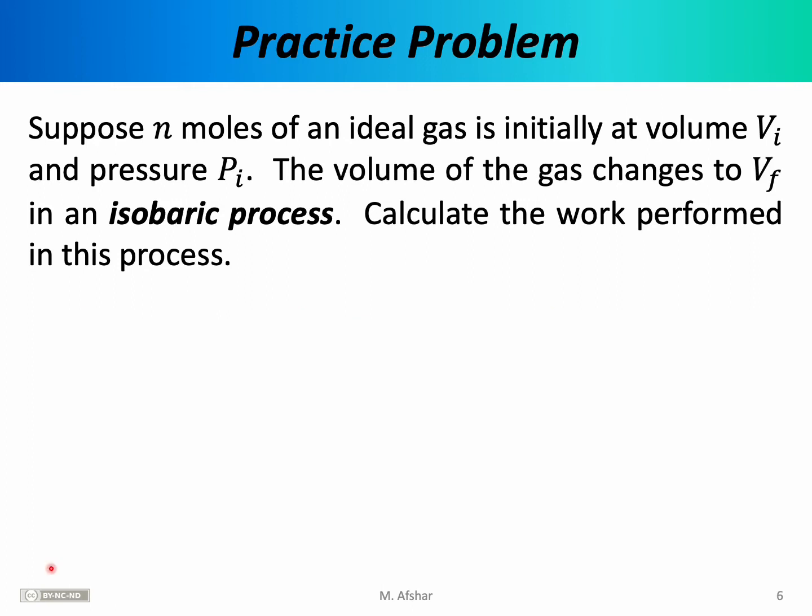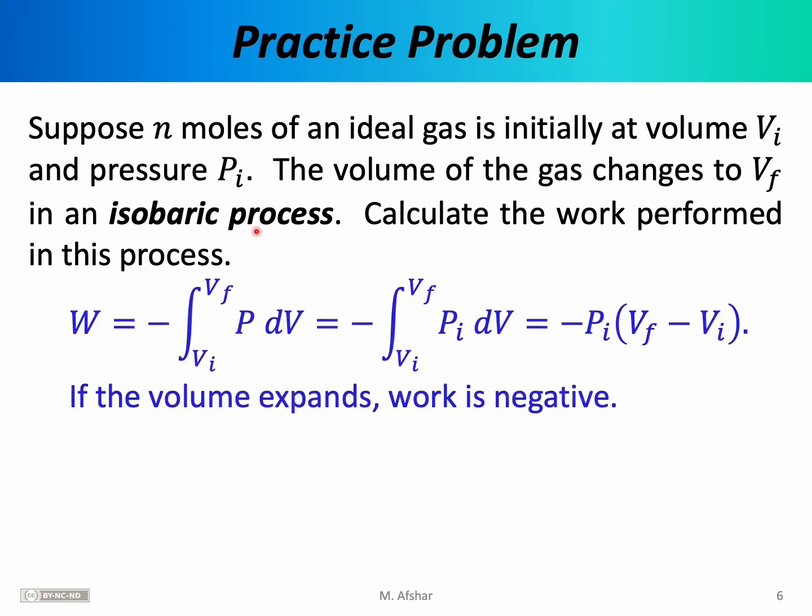Next, let's calculate the work that's done in an isobaric process. Suppose n moles of an ideal gas is initially at volume V sub I and pressure P sub I. The volume of the gas changes to V sub F in an isobaric process. Calculate the work that's performed in this process. Note that we're talking about an isobaric process, so the pressure does not change. So we can say that P final is equal to P initial.